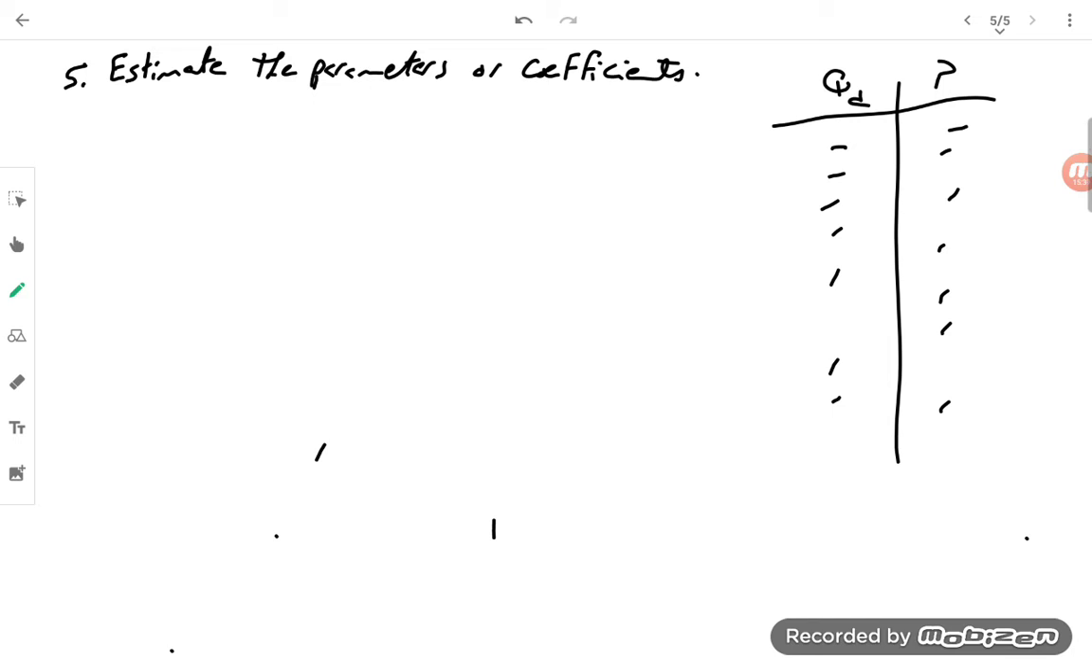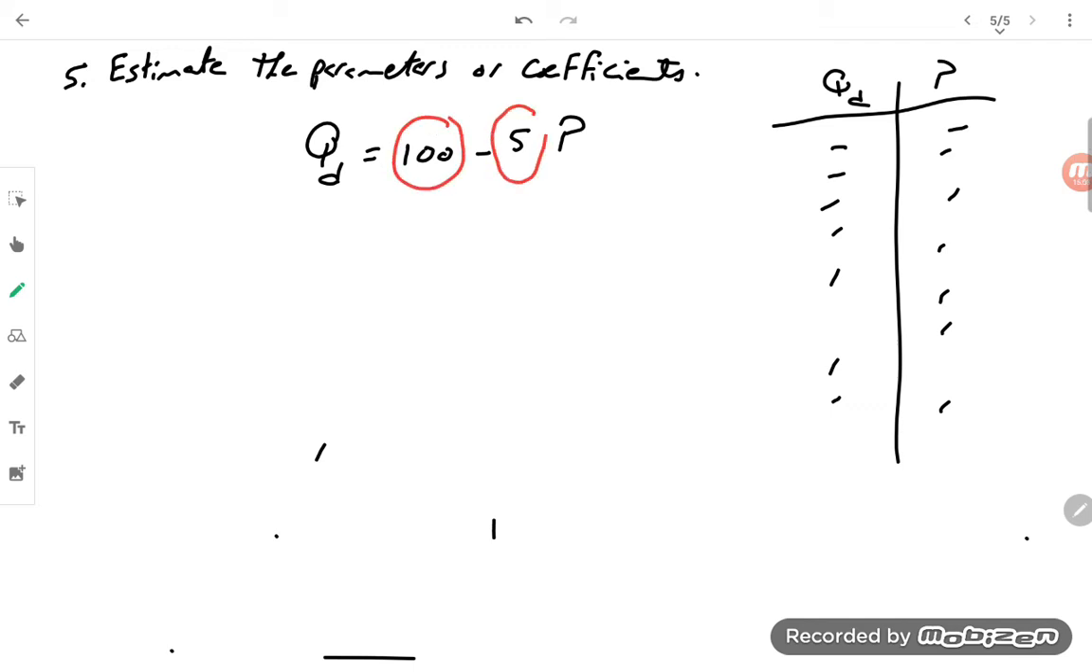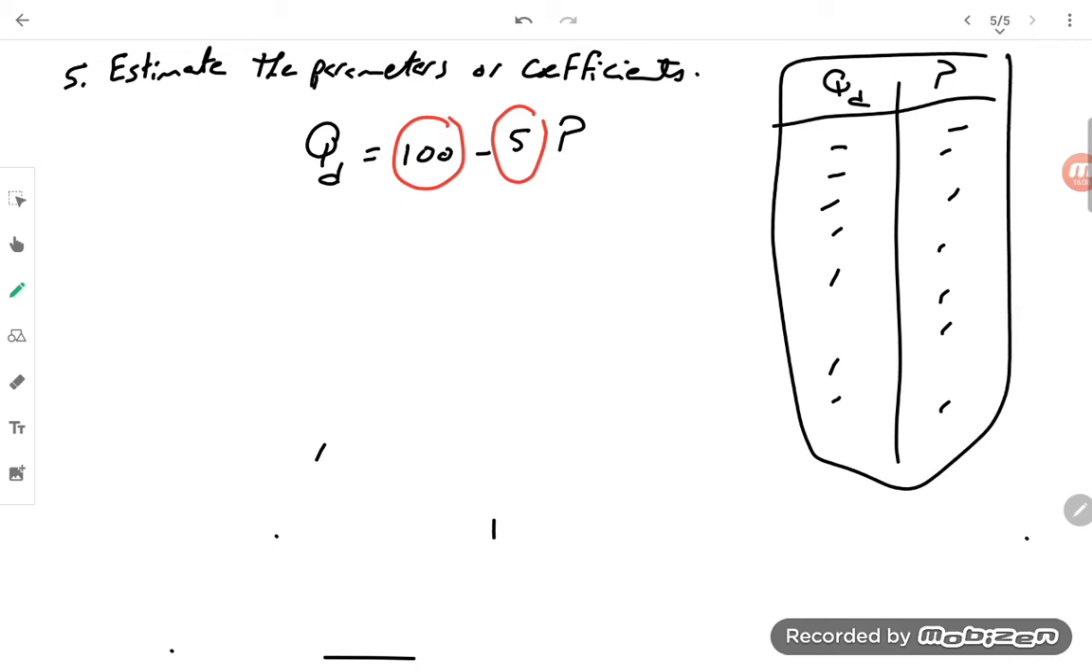And then we have to estimate the parameters to find their values, which means we would like to write the equation as QD equals, for example, 100 minus 5P. So this means that we have estimated the values of A and B based on the collected data for P and Q.